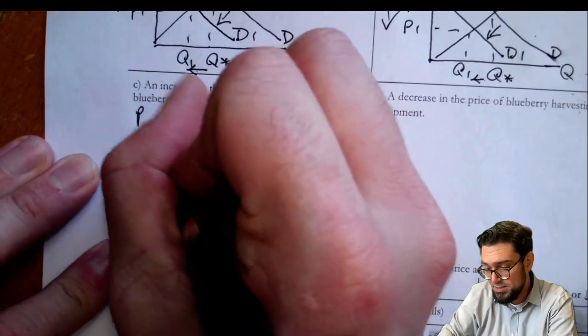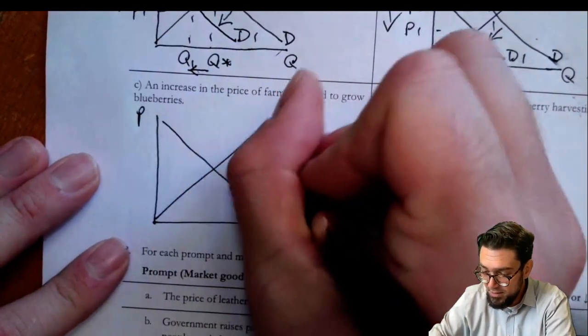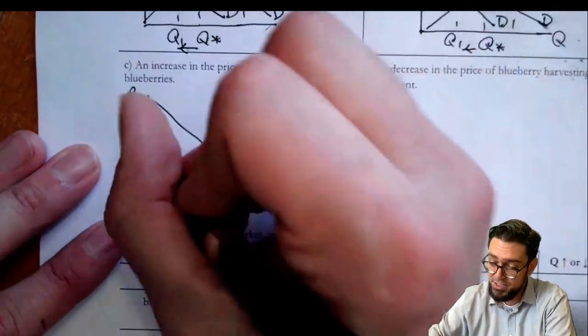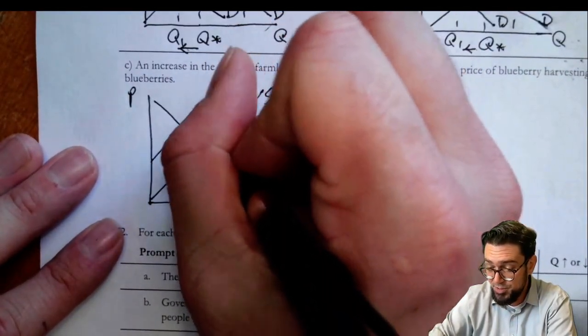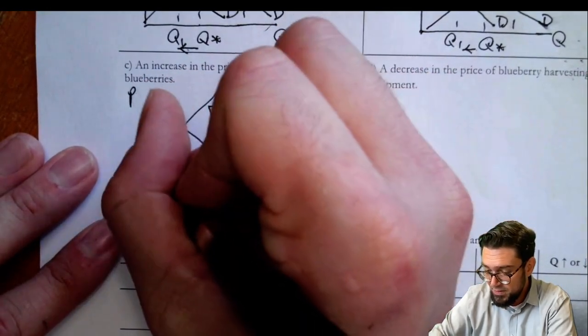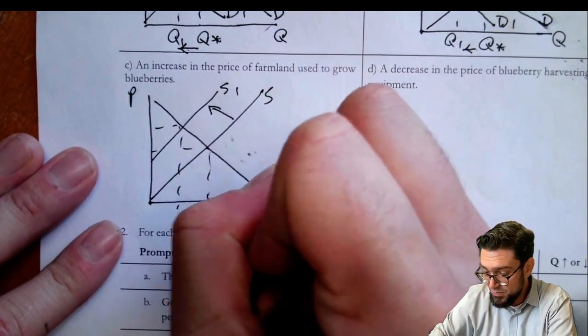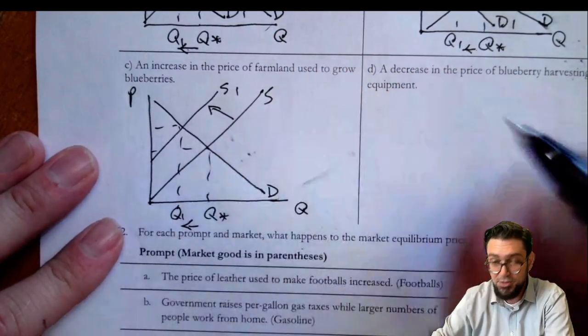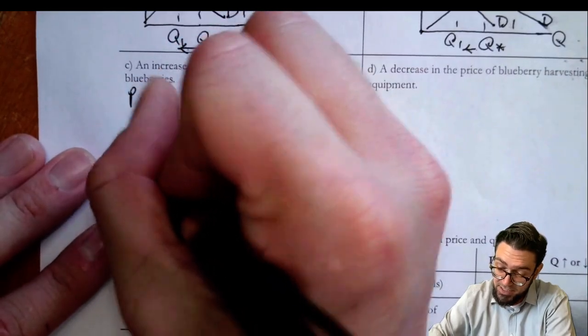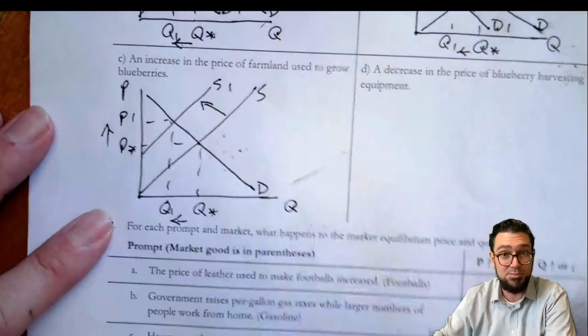C, an increase in the price of farmland used to grow the blueberries. So that's an input cost, and that's going to change the supply of the blueberries. If it's more expensive to buy farmland, well, we're not going to produce as many blueberries, shifting that supply curve to the left. And so we're going to have less quantity. Q star goes down to Q1, and we're going to have higher prices. P star goes up to P1.